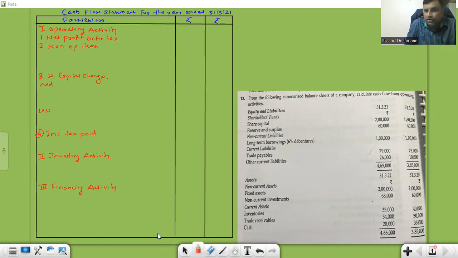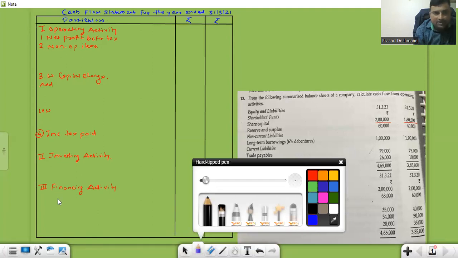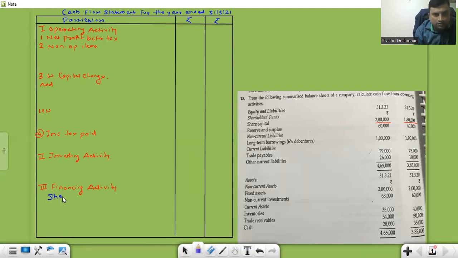Okay. Equity and liabilities, under that shareholders' funds, under that share capital. If you see the share capital, previous year it was 1,60,000 and current year it is 2 lakh. Right? So what is the difference between these two? It is 40,000. So it is increased by 40,000. Share capital will be recorded in which activity? Financing activity, correct? So I'm going to record that share capital in the financing activity. I'll write here share capital 40,000. And the rule of a cash flow statement says when liability increases, positive. So here I'm keeping it positive.